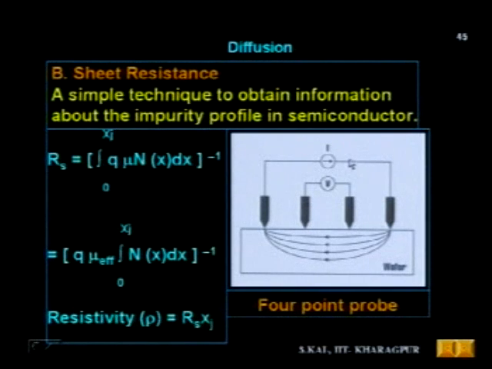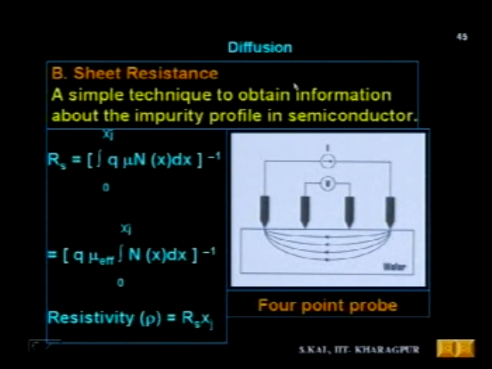Now the sheet resistance is given by V by I into a correction factor, and this correction factor depends on the probe spacing, as well as the dimension of the wafer. This will decide the correction factor.